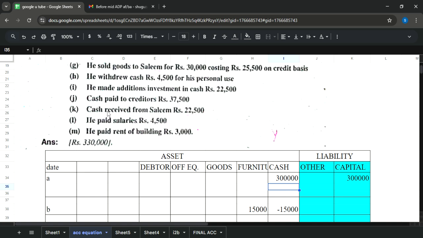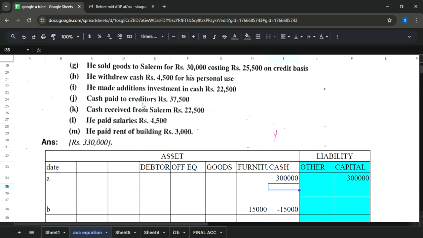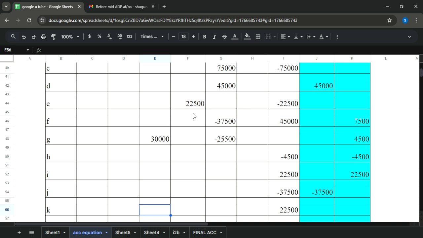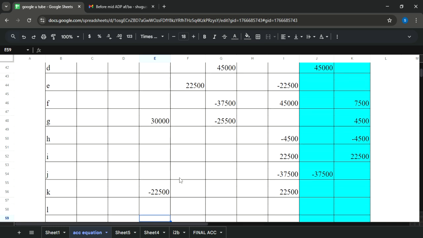Again, cash received. So cash is coming in. Cash increased. You will mention plus sign 22,500. On the other hand, who was Salim? Salim was your debtor. Here, why you have sold these commodities to Salim? Amount was receivable. Salim was your debtor. Since now amount has been received, so it means he is no more your debtor. Debtors are decreasing. 22,500 decrease in debtor, you will say, because you have received the amount. He is no more your debtor. Debtors are decreasing. That is why you have mentioned minus sign.